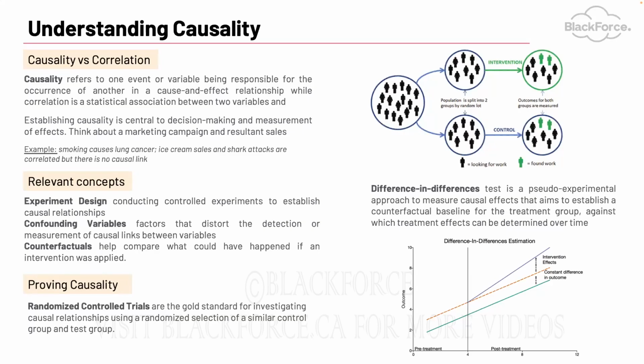Obviously there's something else there, which is the temperature, the weather. In summer, there are more people at the beach. Those people are buying ice cream because the weather is hot. And sharks also attack when there are more people at the beach. So you can see there's no causal link, but both things are correlated.